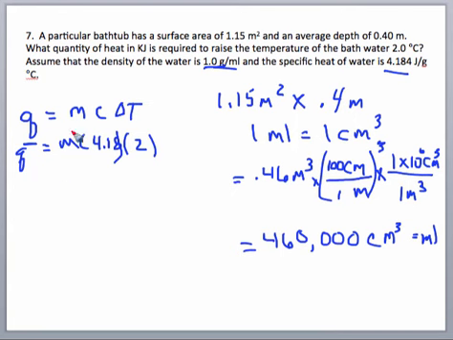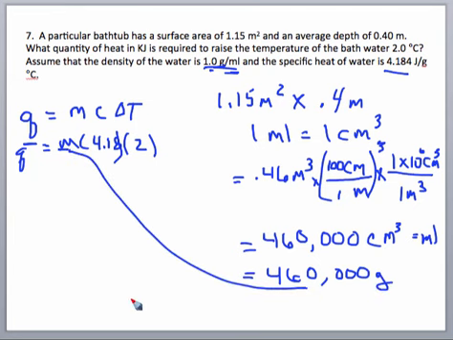So to figure out our mass of water, remember 1 milliliter of water equals 1 gram, so that's going to be the equivalent of 460,000 grams. We're going to put that value in for M and then do the multiplication here, and you're actually going to wind up with 3,845.6 joules. Alright, I went through these a little fast, so use this as a guide, and then as usual in class, ask questions if you have them.